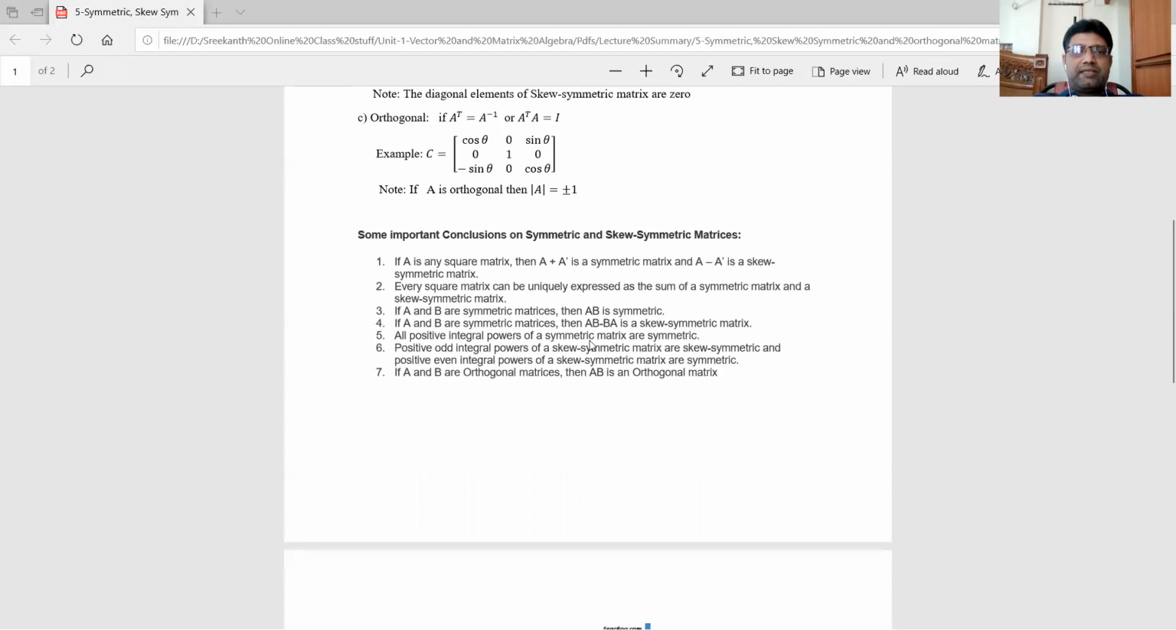So we see here some important conclusions on symmetric and skew-symmetric matrices, or we can say some properties on symmetric and skew-symmetric as well as orthogonal matrices. So one by one we'll see.